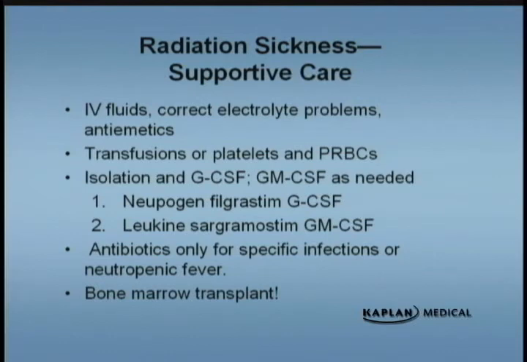If you have someone with radiation sickness, people that have had whole body radiation, what are you going to do? Well, it's airway, breathing, circulation. It's supportive care. It's correcting the fluid and electrolyte and acid-base status of your patient. Certainly, you can use standard antiemetics to decrease the nausea and vomiting. Follow the platelet and red blood cell counts and transfuse as needed.